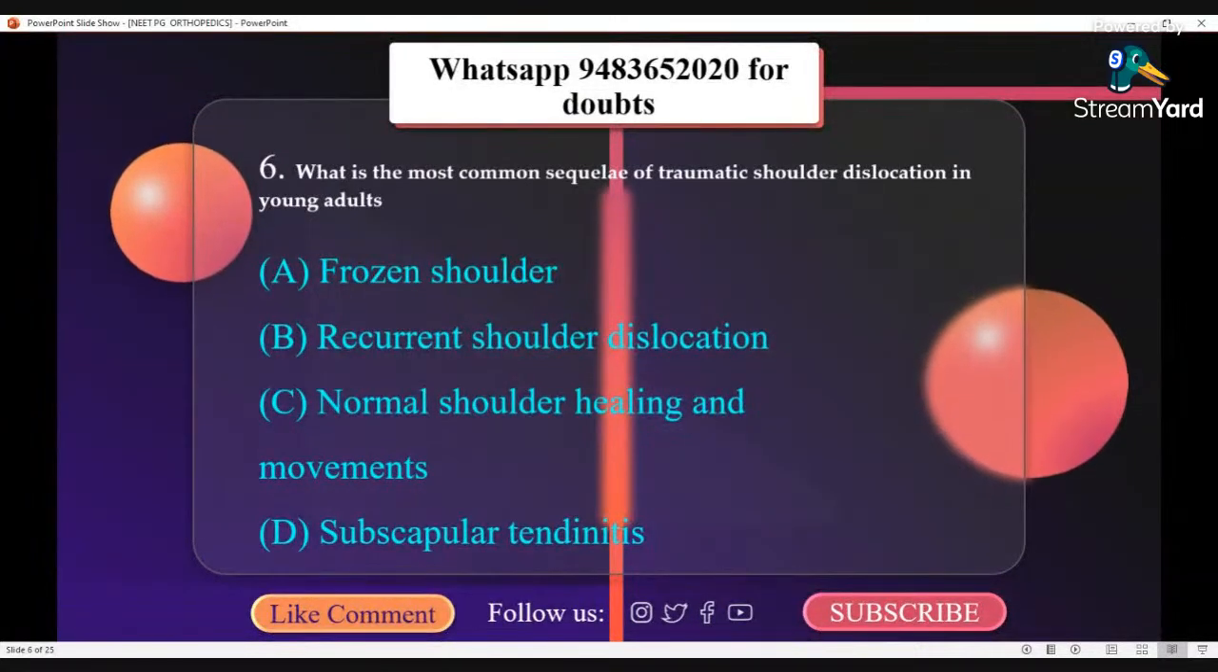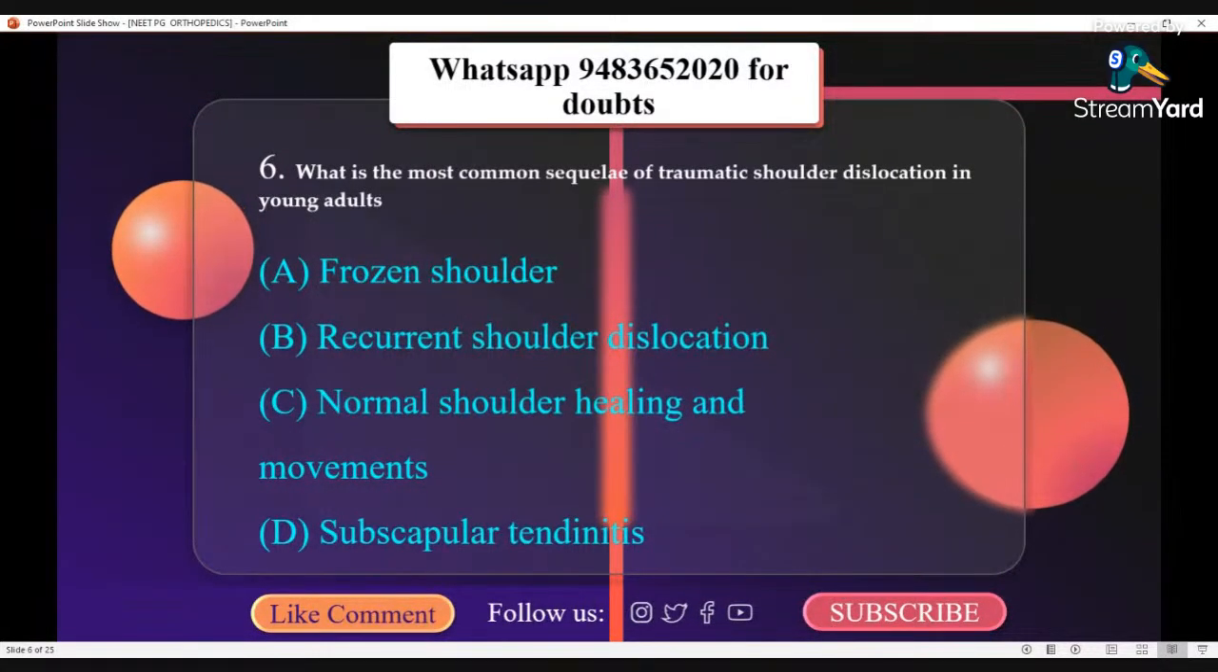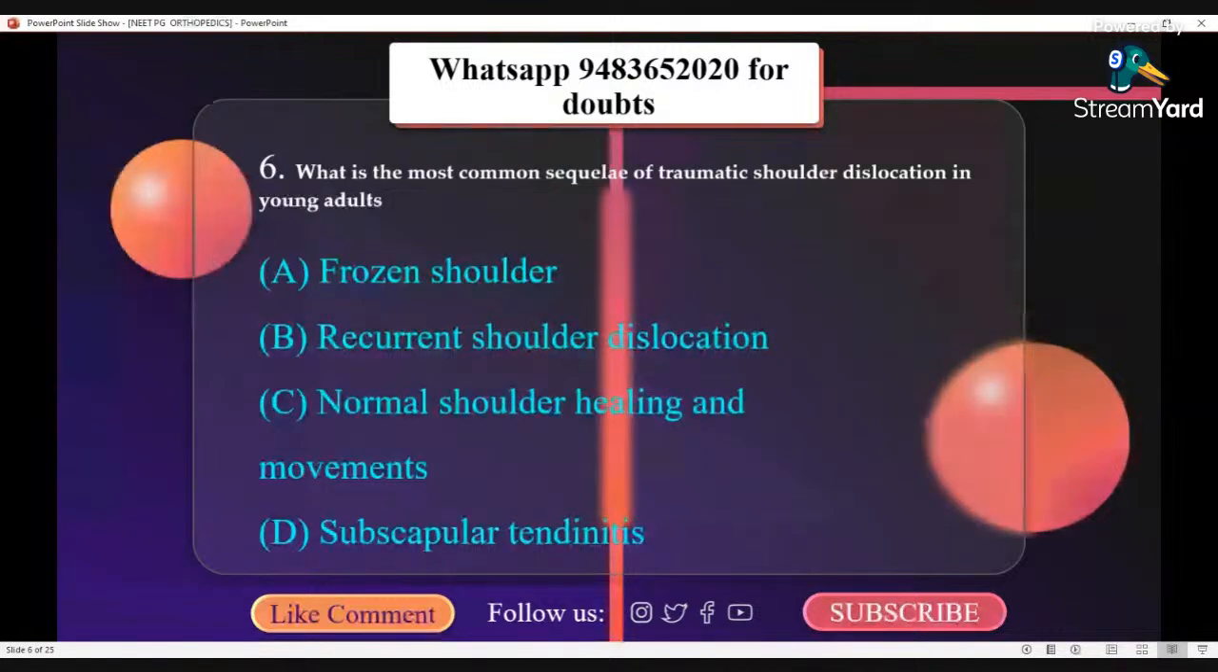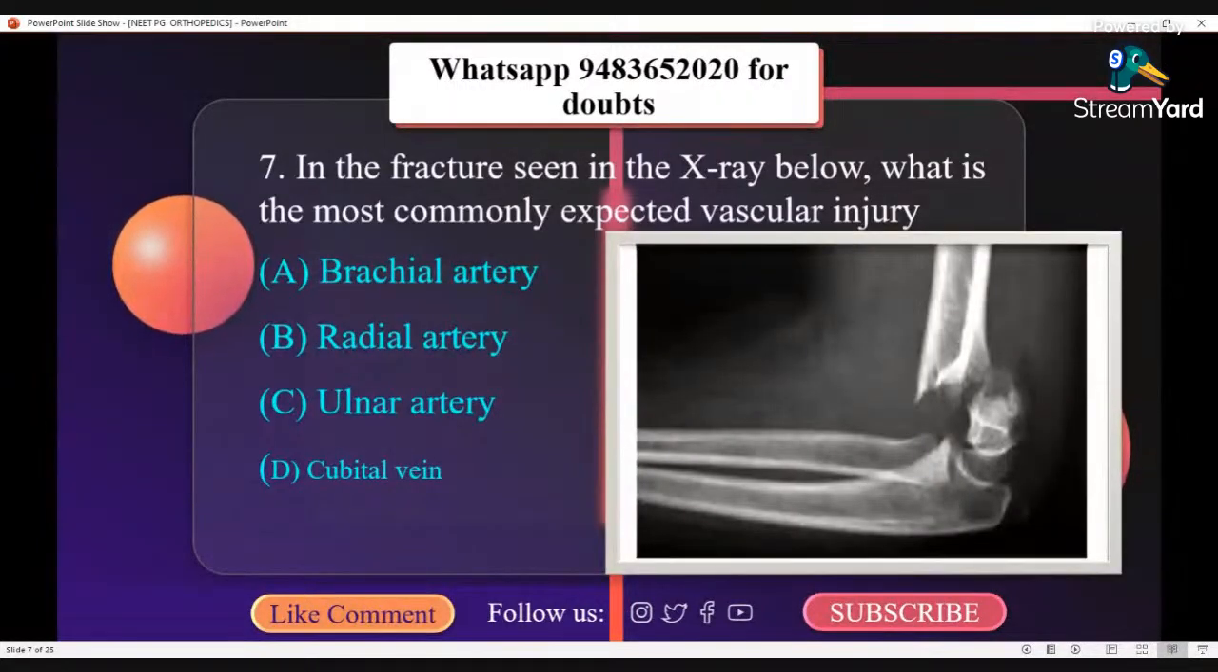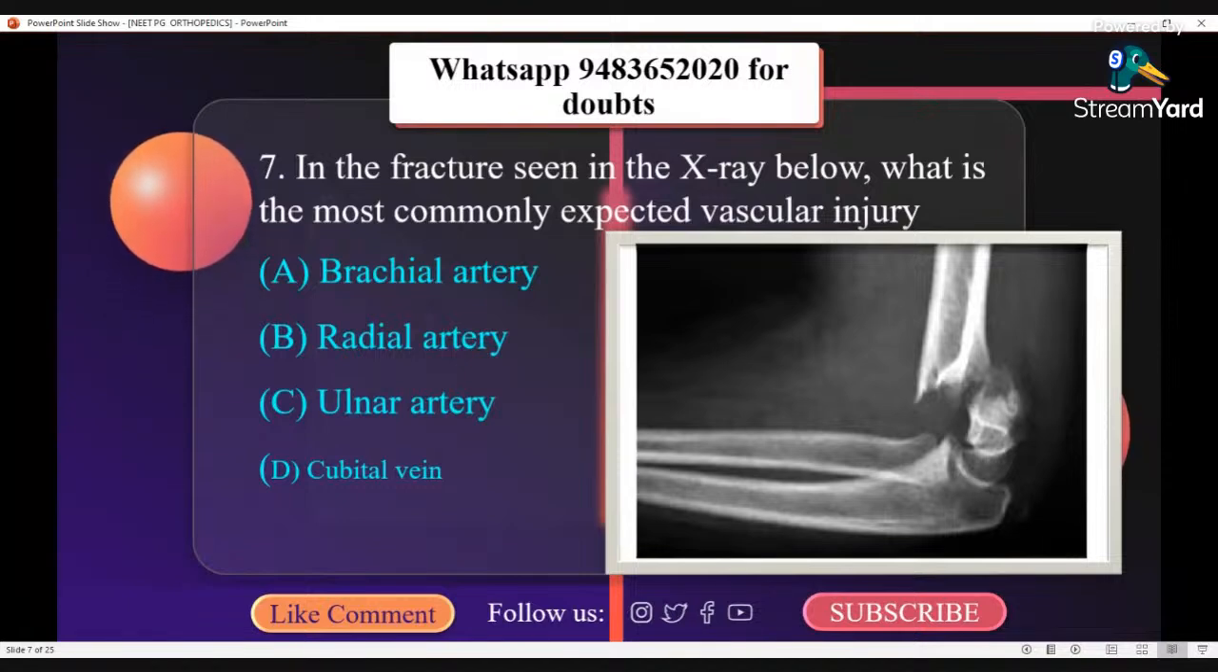What is the most common sequela of traumatic shoulder dislocation in young adults? It is recurrent shoulder dislocation. Correct option is B. In the fracture seen in the X-ray, what is the most commonly expected? It is a supracondylar fracture. Brachial artery is involved. What is the eponym for this fracture? It is a Monteggia fracture.